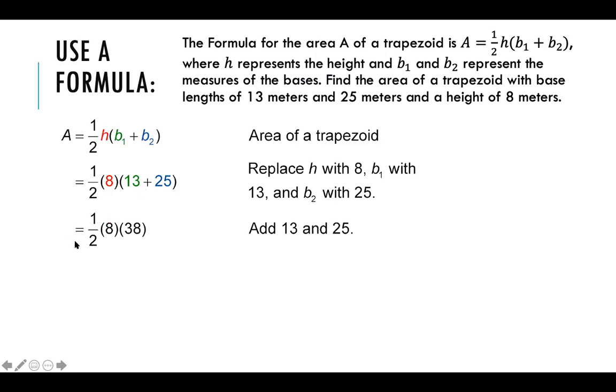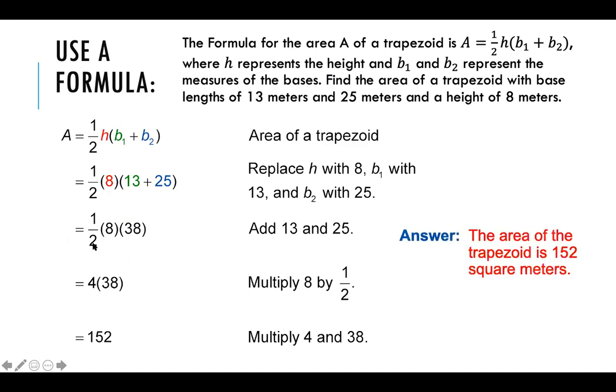We're then going to multiply as we go left to right. So 1/2 times 8 is 4, and 4 times 38 is 152. And since we are using this to find an area, we need to make sure that we say it's 152 square meters. You might also see this written as 152 meters squared, which is the other way you might see it written.